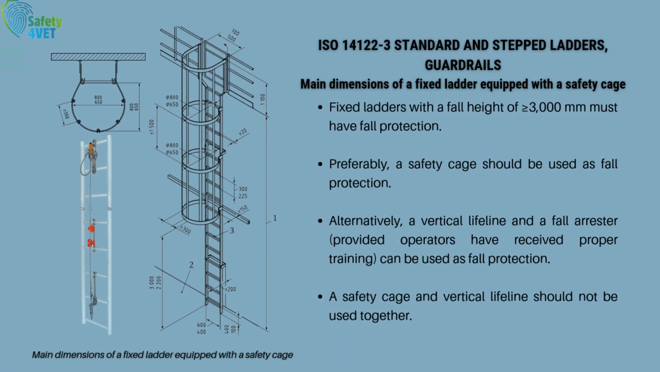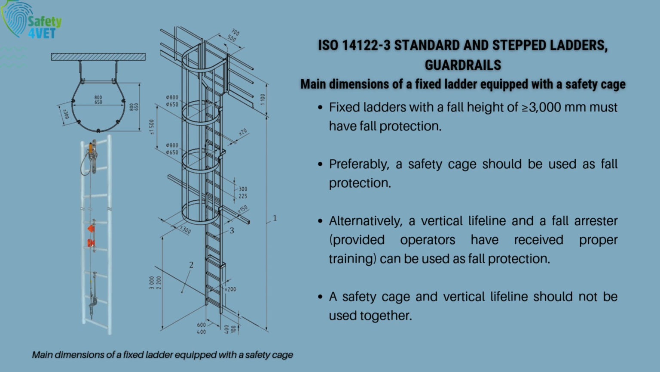Fall protection is mandatory for fixed ladders with a fall height exceeding 3 meters. Preferably, a safety cage should be used for fall protection. Alternatively, a vertical lifeline and fall arrestor can be used by trained operators. However, the safety cage and vertical lifeline should not be used together.